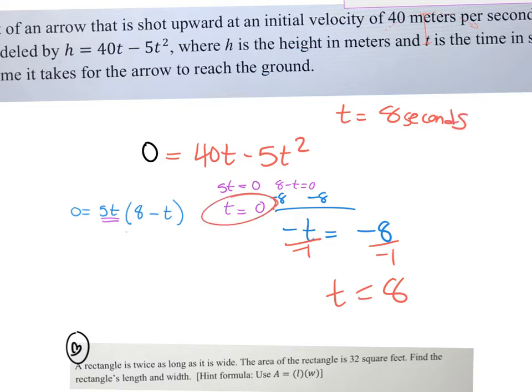We ignore the t equals 0 because t equals 0 takes the assumption that you never launched it off the ground, right? That's 0 seconds. It was at the time before. So at 0 seconds, it'll be on the ground because you haven't launched it yet, and at 8 seconds. But the relevant one is the 8-second one.